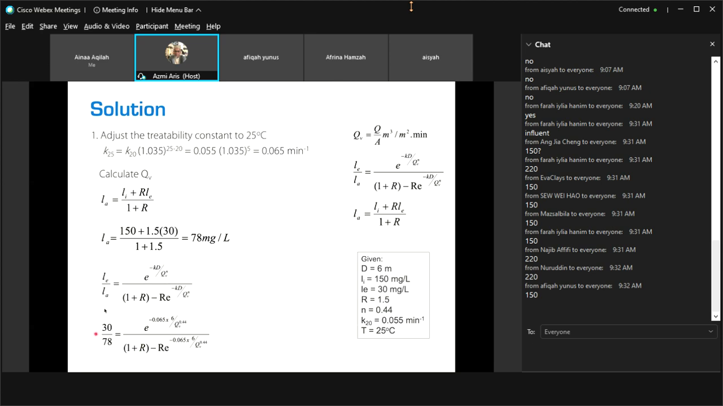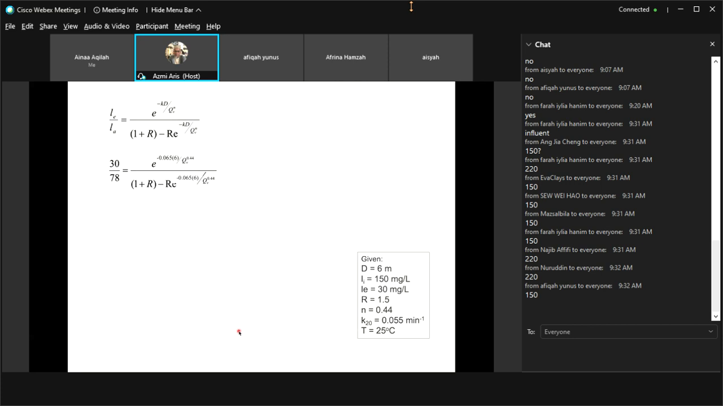Okay, again, look at this equation properly. LE 30, given 78, we calculated just now. This is 1.5, this is 1.5, this is the K value. The depth of the diameter, which is 6, is a multiplier, not a variable. And then this is QV that we want to find, to the power of n, which is 0.44. Okay, I've already fixed this. This is how it looks. I forgot to fix the previous one.